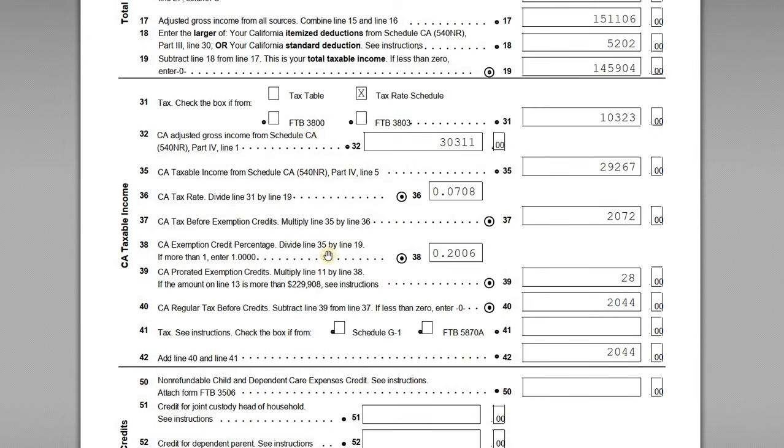So when we look at the exemption credit percentage here, it asks us to divide line 35, that's this figure here, by line 19, and enter the amount, which is 0.2006, and then multiply it by the $140. So if we take our 20%, so 0.2006 times the 140, we get our $28 adjusted amount. So the total tax, $2,072 minus 28, gives us the adjusted California regular tax before credits of $2,044.